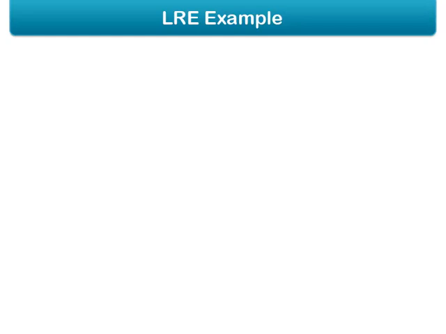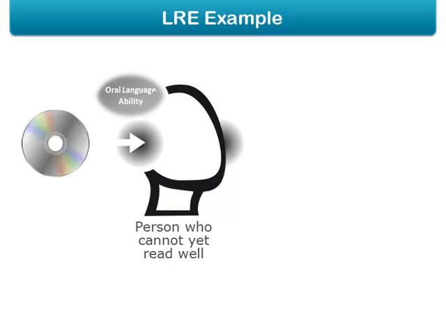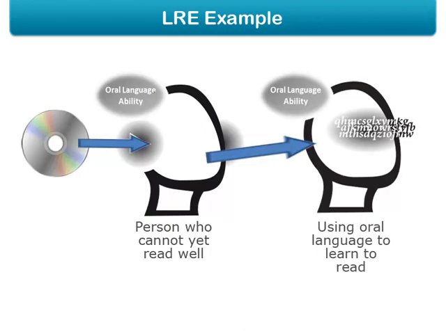Least restrictive environment example. Think of someone who cannot read but wants to learn to read, assuming that they do have the ability to learn. As an interim solution, you could temporarily supply a CD along with written materials. As the learner listens to the oral reading and interacts with writing, they would be using their oral language abilities while developing reading skills.